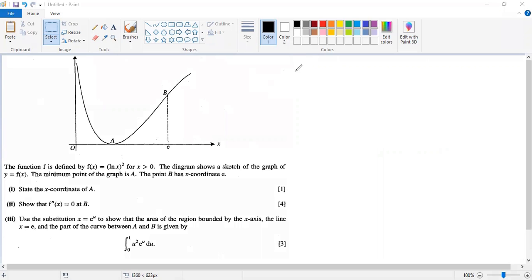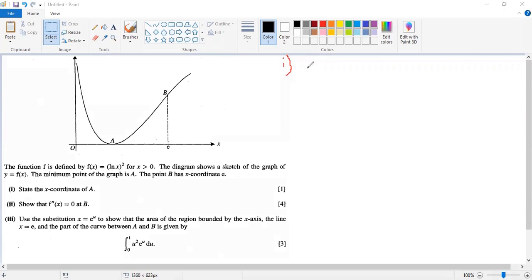Okay, so the diagram shows a sketch of the graph of y equals f(x), and the minimum point of the graph is A. So the point B has x coordinate e. So it's the two things. So state the x coordinate of A. So how do we find the x coordinate of A? So the x coordinate of A happens when the minimum is occurring.